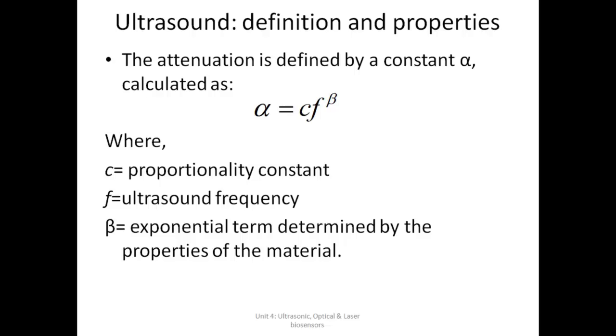The attenuation constant alpha is calculated as C F raised to the power beta. C here is a proportionality constant, F is the ultrasound frequency, and beta is an exponent determined by the property of the material. So this formula is very important. It has to be kept in mind whenever we are doing any calculations, because the attenuation constant depends upon the material, since beta comes from there, and on the frequency that we are using. How much energy it has depends on that also. So this formula we need to remember for all our further calculations.